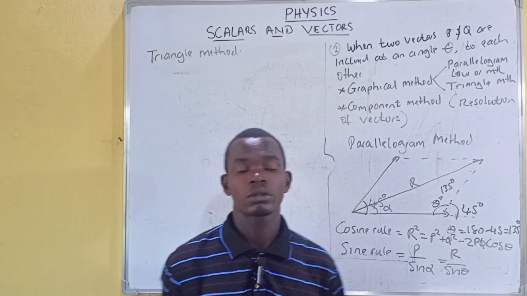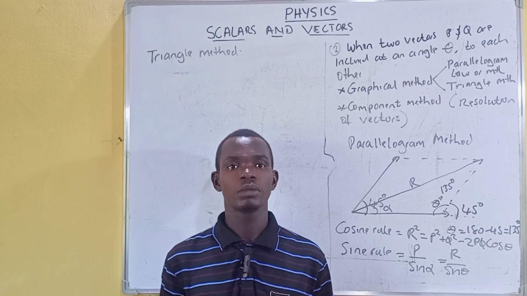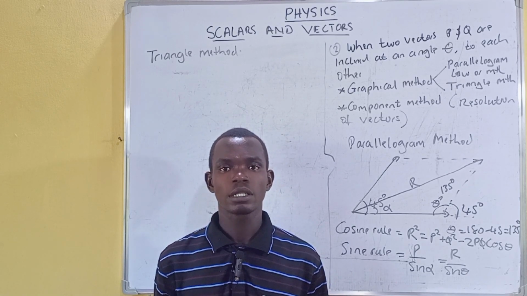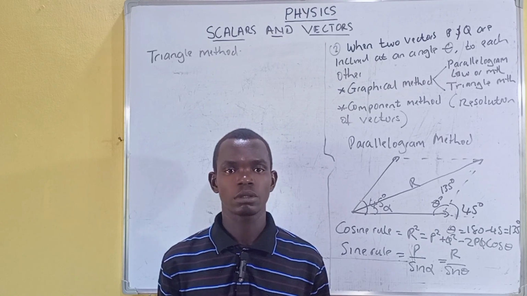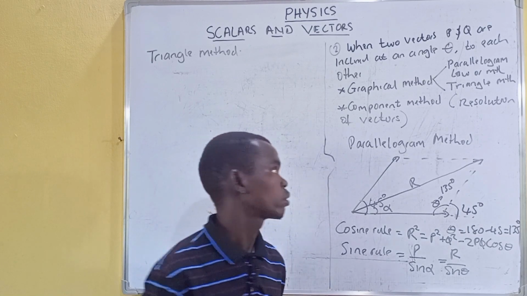The triangle method is also known as the head to tail method. To add two vectors, place the tail of the second vector at the head of the first vector. The resulting vector is the sum of the two vectors.